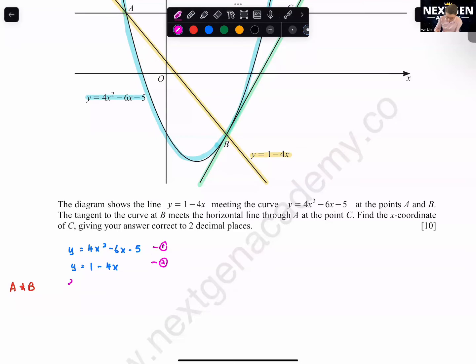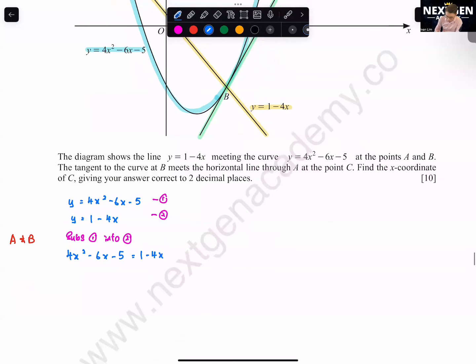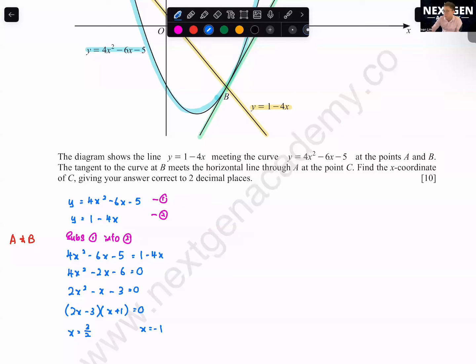What am I going to do here? I'm going to substitute 1 into 2. So you get 4x squared minus 6x minus 5 equals 1 minus 4x. Let's solve this. 4x squared minus 2x minus 6 equals 0. 2x squared minus x minus 3 equals 0. Right here, 2x minus 3, x plus 1 equals 0. Here you get x equals 3 over 2, x equals minus 1.